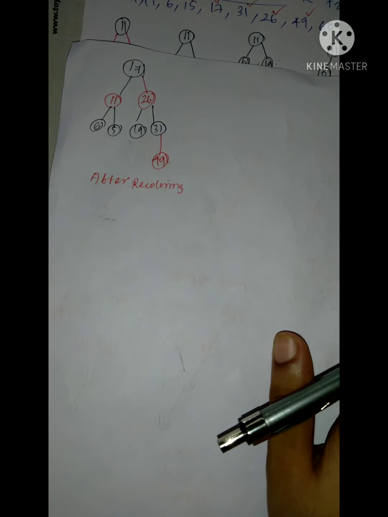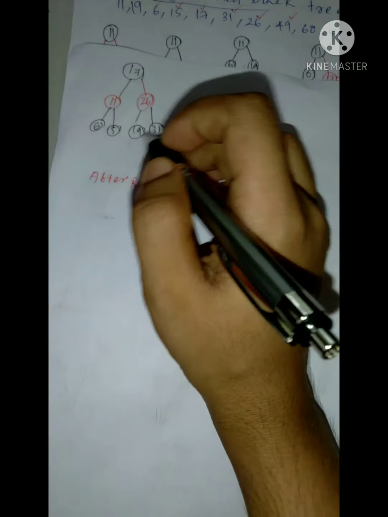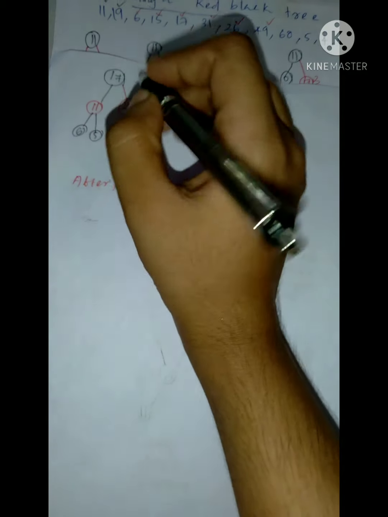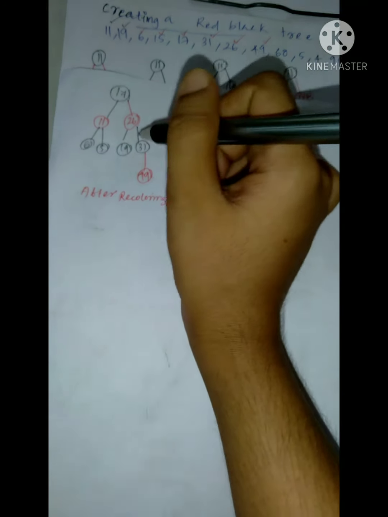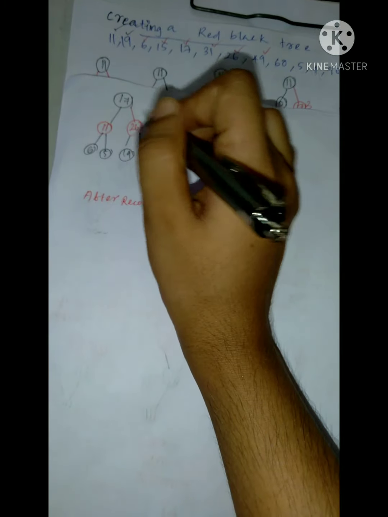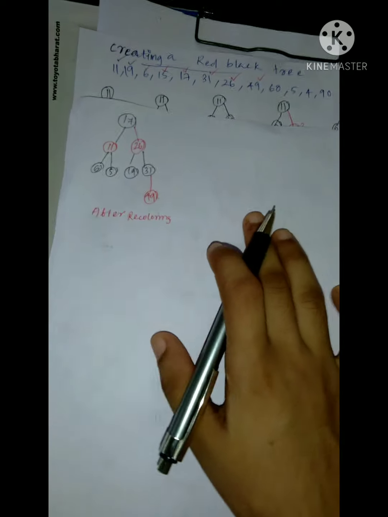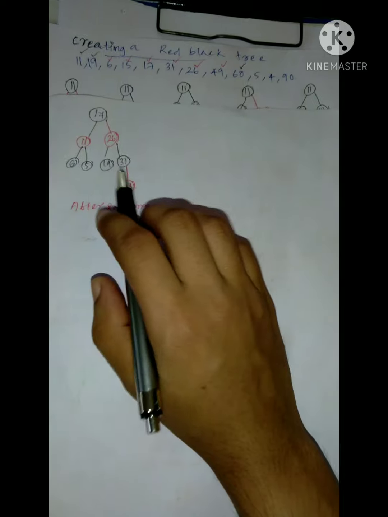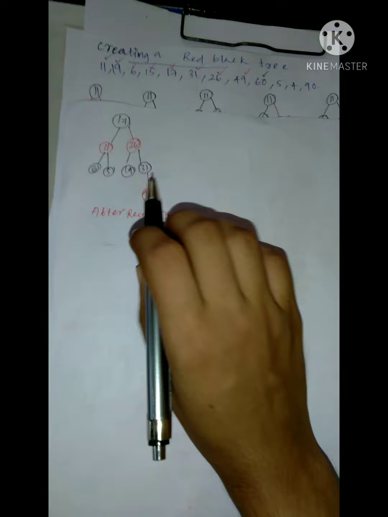Okay, so we have inserted 49. Then we are going to check this tree. Okay, red nodes contain only black children. Okay, and each path contains the same number of black nodes. Okay, so it is a red black tree. Then we want to insert the next element, 60. 60 will be at the right of 49. Okay, 60 will be placed here. That is a new node and its color will be red.